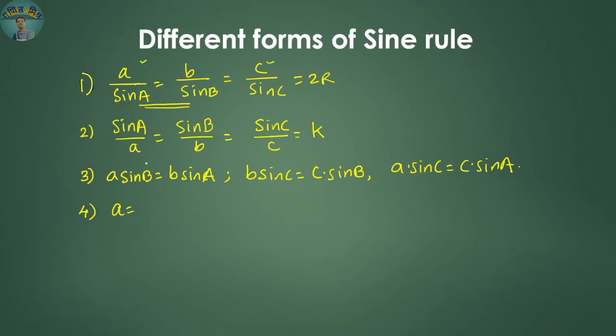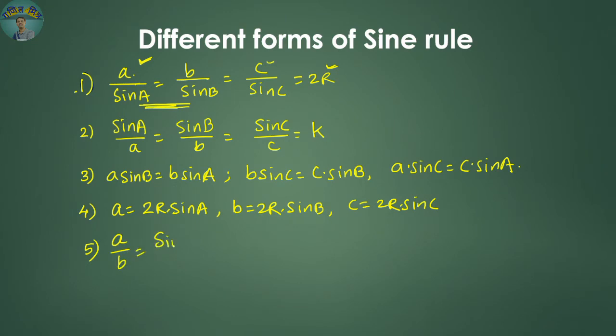Further, we can modify it to a = 2R sin A. Look at here, consider this first original statement. Now consider this first part equal to 2R. Omit these two, so you can write a = 2R, and take sin A to this side, 2R sin A. Similarly, b = 2R sin B, and c = 2R sin C. Or we can also write, if I consider these two terms only, omit these two, take b to this side, so it is a/b, and sin A to this side, so a/b = sin A/sin B. And similarly, if you consider these two, it will be b/c = sin B/sin C. So these are different forms of the sine rule.